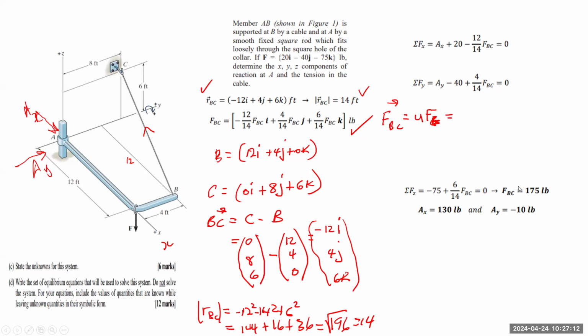And now that you have this, you can use this value in this expression up here. Put back the 175 in this expression and you get the value for AX and AY, which would work out to 130 pounds and AY as minus 10 pounds. Any questions there? So that's how you would do that section. You have actually found three unknowns, right? So we need reactions, right?